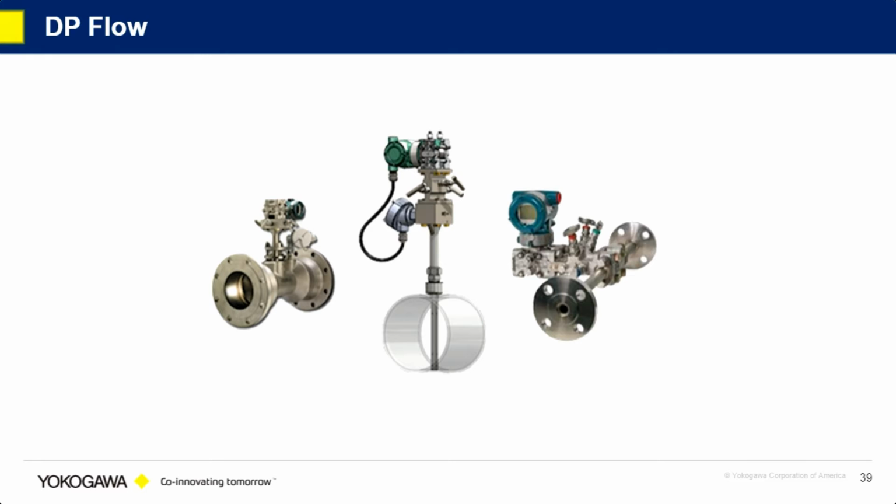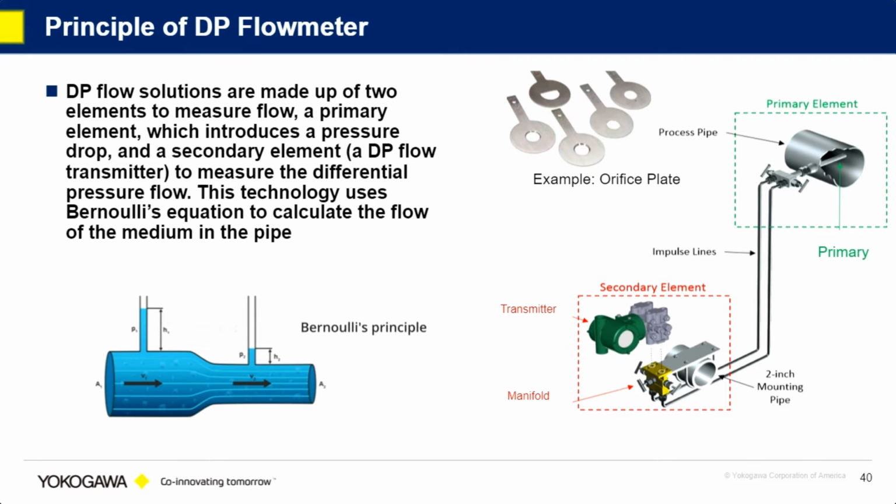So next we have DP flow. DP flow consists of two sections. The first is the primary element side, and the primary elements can be orifice plates, pitot tubes, venturis, V-cones, Accelabars. So there's a lot of different types of primary elements used to create a differential pressure. The secondary part of it is the transmitter. The differential pressure transmitter is sensing that differential pressure that's created from the primary element.